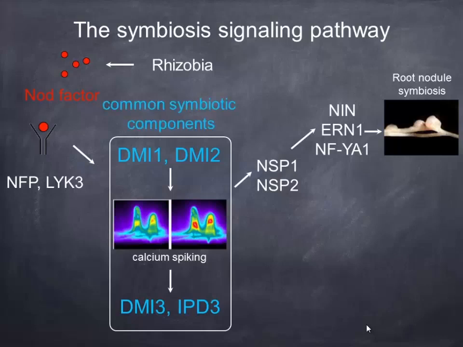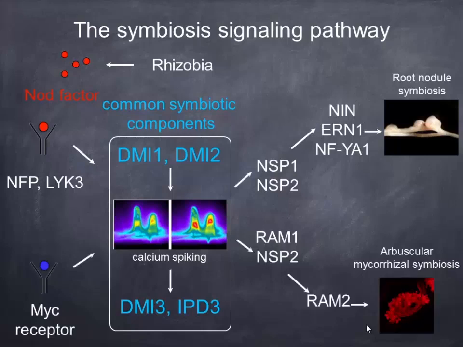So we call this set of genes here the common symbiotic components, and this is because the same machinery is also used for the arbuscular mycorrhizal symbiosis. So in a very similar fashion, Myc factors are recognized by the plant receptor. It then goes through these common symbiotic genes and back out the other side with a different combination of transcription factors, which ultimately leads to accommodation of the fungus.